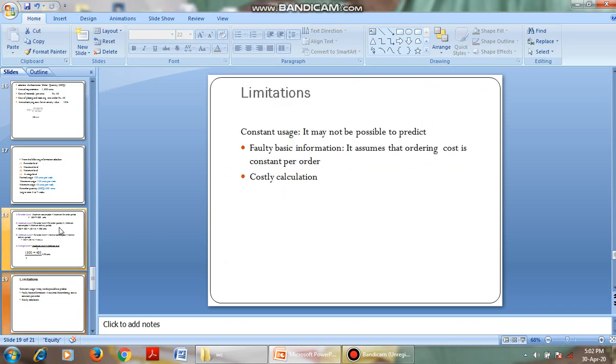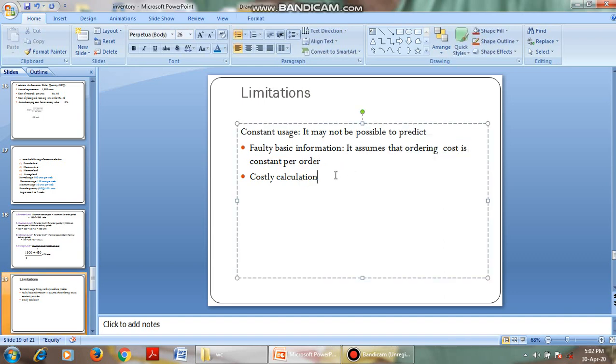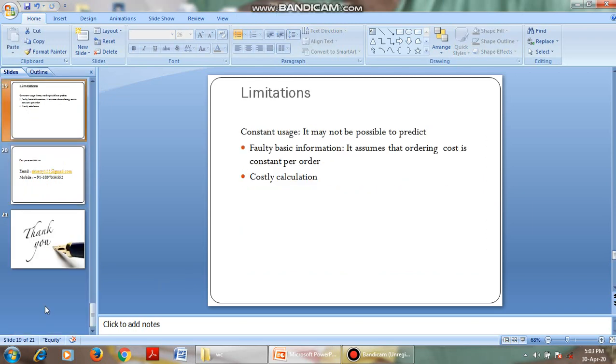Coming to the limitations of EOQ analysis. There must be a constant usage of raw material. Faulty basic information: it assumes that the ordering cost is constant per order, that is, for every order the ordering cost is constant. And it is costly in calculation.